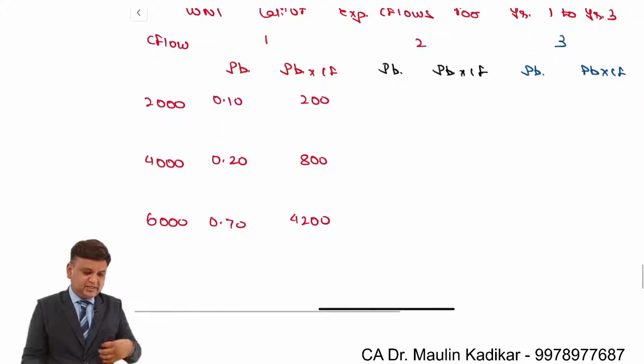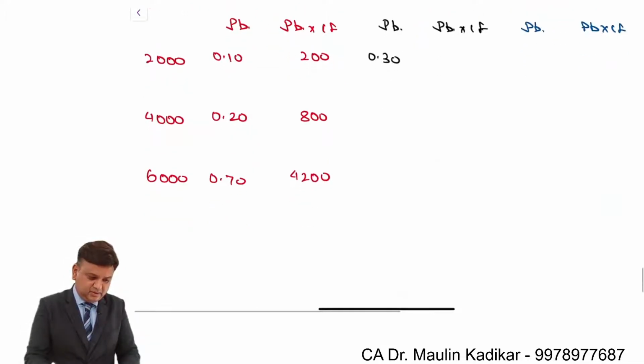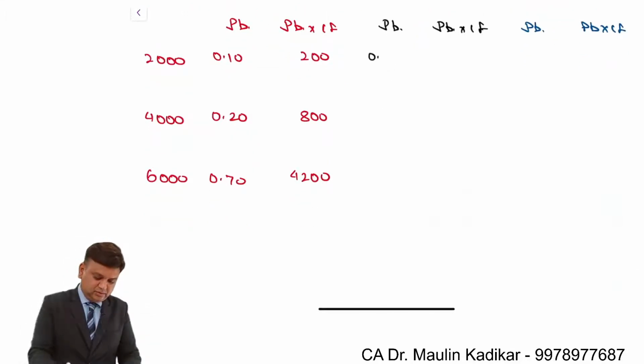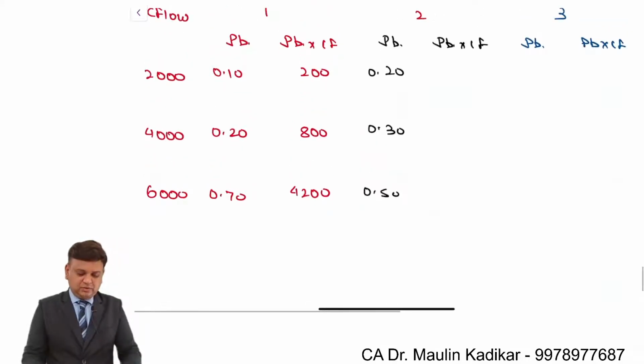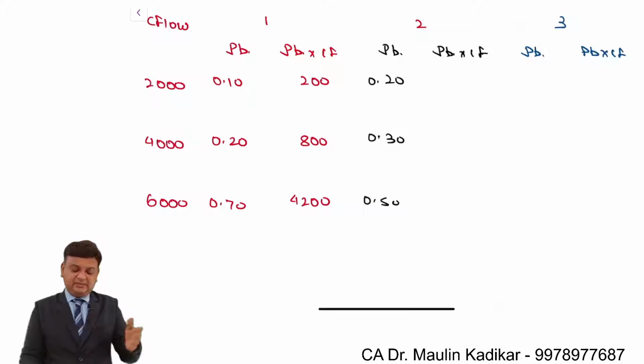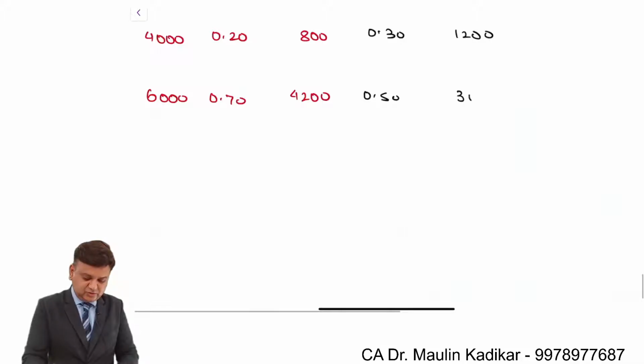Okay, for the second year the probabilities are only changing. Cash flows are remaining the same. Probabilities are 0.2, 0.3 and 0.5. So new probability and the same cash flow. 2000 into 0.2, that is 400. 4000 into 0.3, that is 1200. 6000 into 0.5, that is 3000.